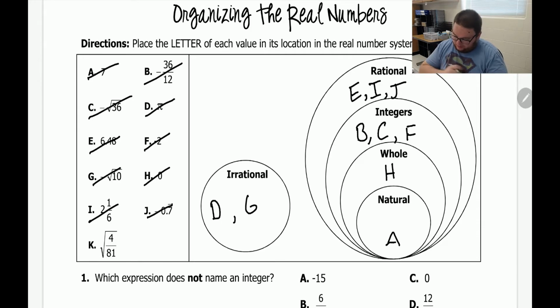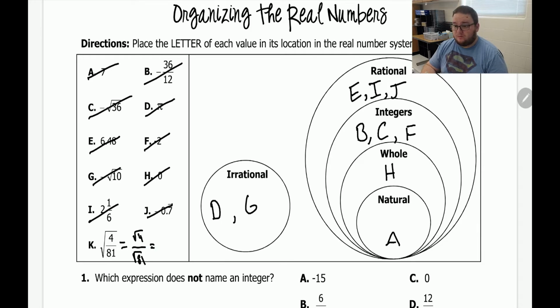And then we come over here and we mark it out. Next for k, we need to reduce this just a little bit. So we have the square root of 4 over 81. Well, in order to reduce this, the square root is going to be applied to the top and it's going to be applied to the bottom. So we're going to have the square root of 4 over the square root of 81.